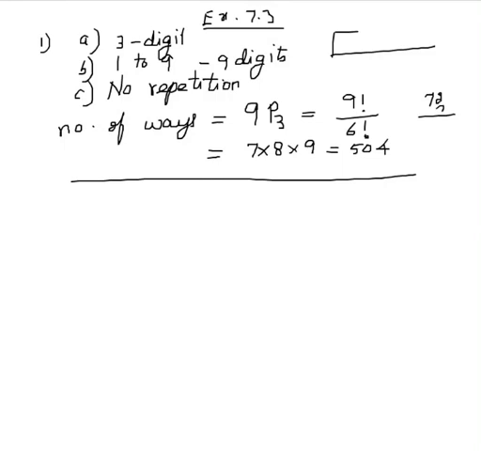We can use the fundamental principle of counting also. We have to form a 3-digit number. So ones place digit can be filled up in 9 ways. And for tens place we have 8 choices. Repetition is not allowed here. For this 7. So the answer is 7 times 8 times 9, which is 504.